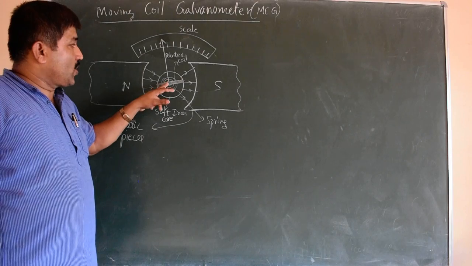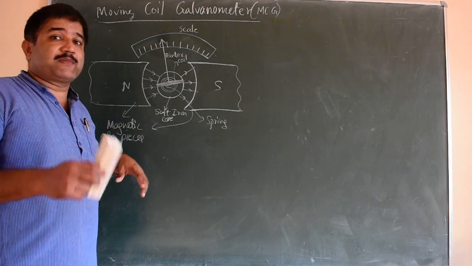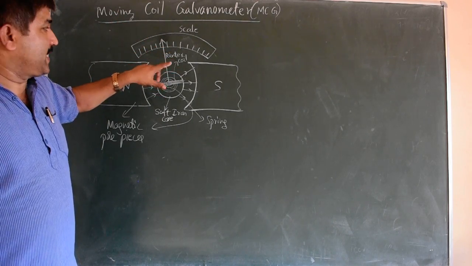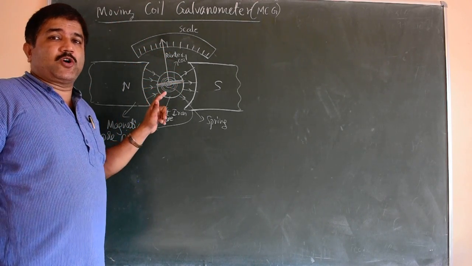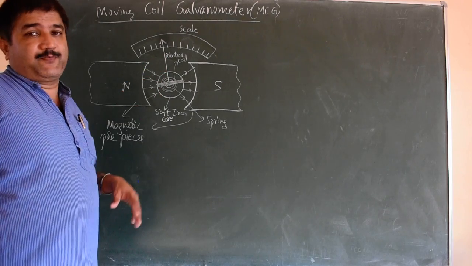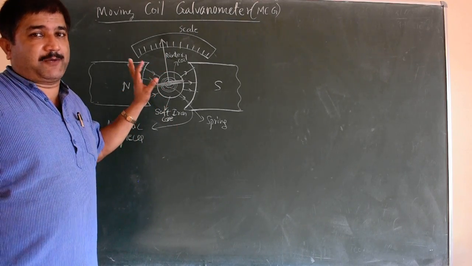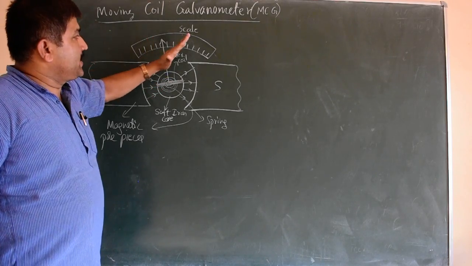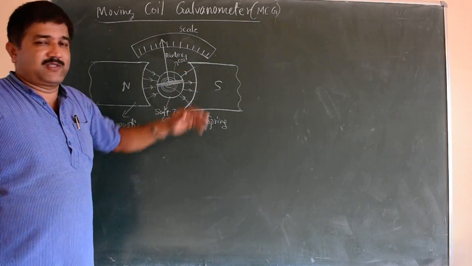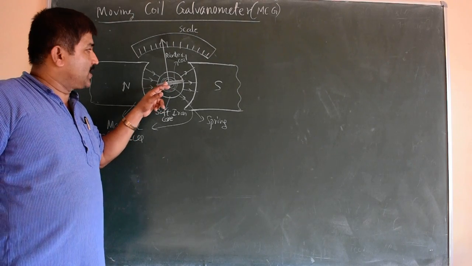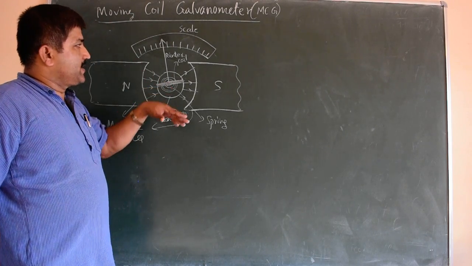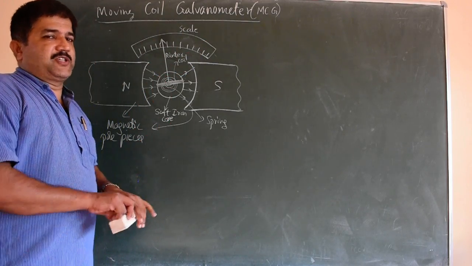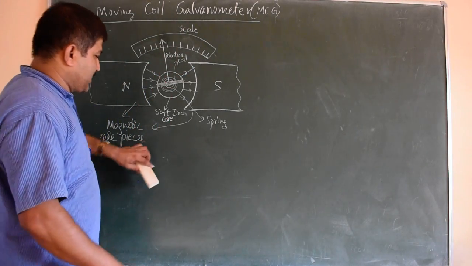Now that coil experiences a torque because there is some current flowing in the coil and it is placed in the magnetic field. Due to the torque, it rotates. The effect of torque is rotation. So whenever the coil is rotated, the pointer on the scale moves, because the pointer is attached to the central coil and the spring, so it rotates. When the current is off, the pointer is brought back to the 0 mark initially. That is the position it comes to.